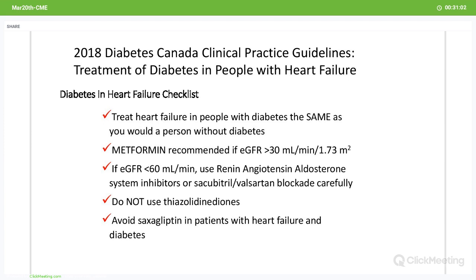What do the Canadian Diabetes Association guidelines say? Well, they say that you would treat patients with diabetes the same as those without diabetes if they have heart failure. Metformin is recommended as first-line therapy. If the GFR is impaired at all, then consider cautious use of renin-angiotensin-aldosterone blockade. Consider dose reductions in appropriate circumstances. Do not use TZDs, the rosiglitazone-type drugs, because of the clear association in a number of analyses with worsening fluid retention and heart failure. And avoid saxagliptin because of the study that I showed you, showing a 25% increase in worsening heart failure with that particular agent.